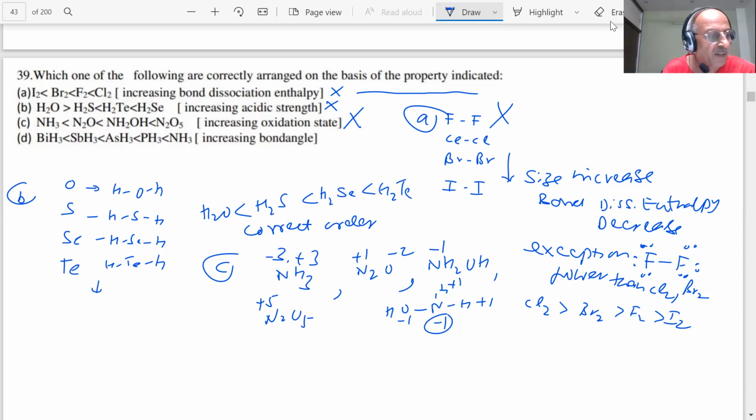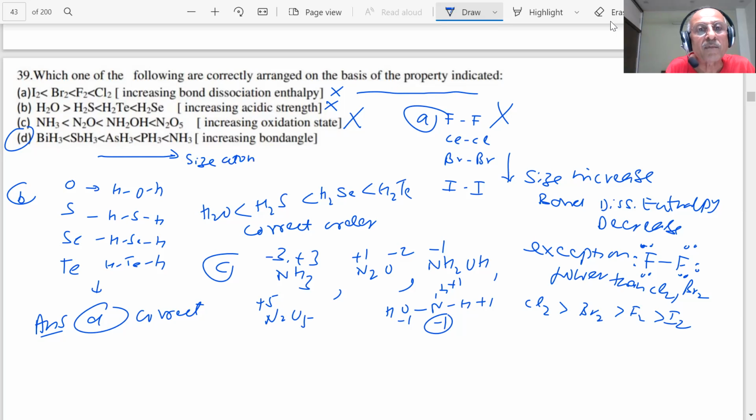Students, what is the bond angle here? What is happening in this? Let us see. As you are going this side, what is happening? Answer D is correct. Answer D is our correct answer. Why, students? As you are going, what is happening? The electronegativity is increasing. Size of atom decreases. Electronegativity increases.